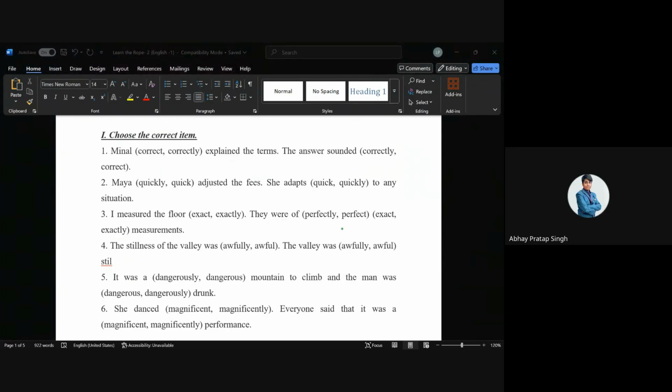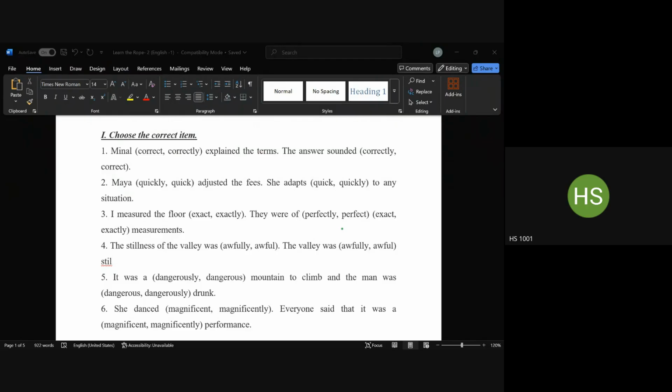Because it is referring to the verb explained, how she explained. So it directly answers the question how for us, right? It tells you how a certain action was performed, how was it explained. So the modification is for the verb, right? And a verb, adjective, or adverb always has to be modified using an adverb. Only an adverb can qualify it.